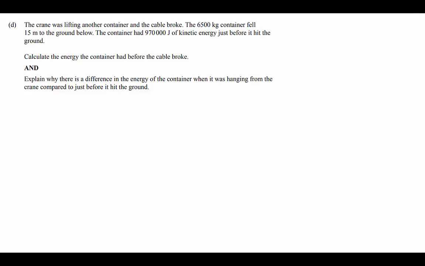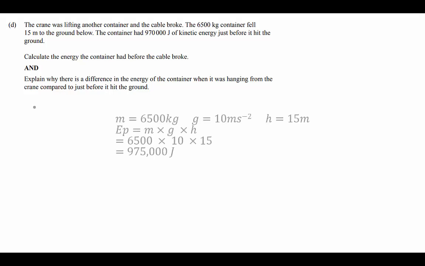So we're going to be using the gravitational potential energy formula, EP equals mgh, to work out the energy before the cable broke. We're going to compare that to the value that we've been given for kinetic energy, and we're going to explain why there's a difference. So using the GUESS method, we write down the values that we've been given. I should have written out the value that we didn't know there as well, but that was EP. So EP equals mgh, which gives us 975,000 joules. So that was before the cable broke.